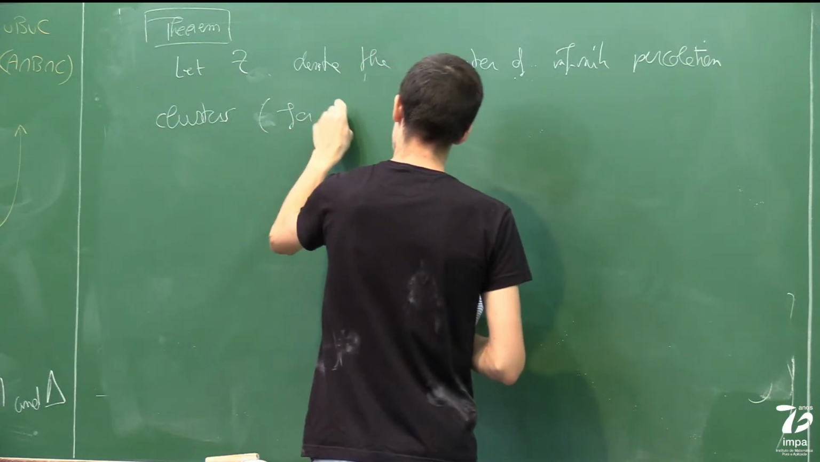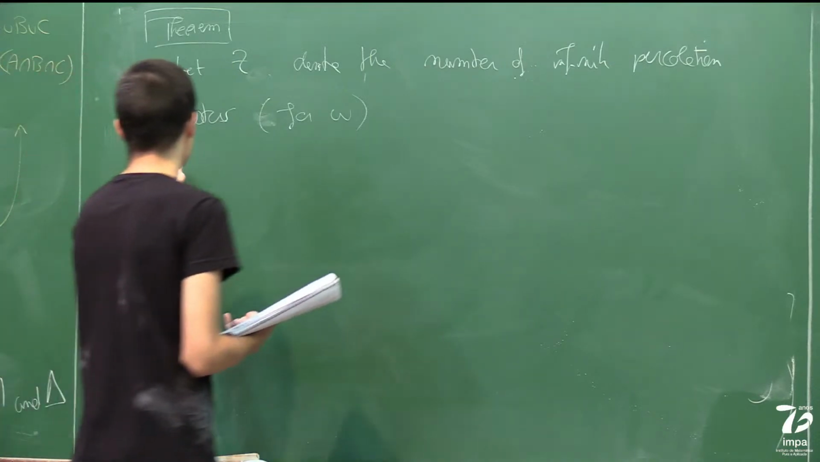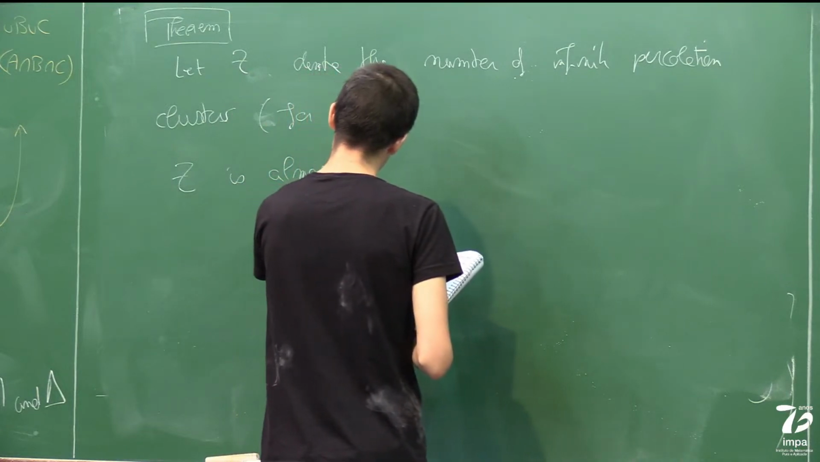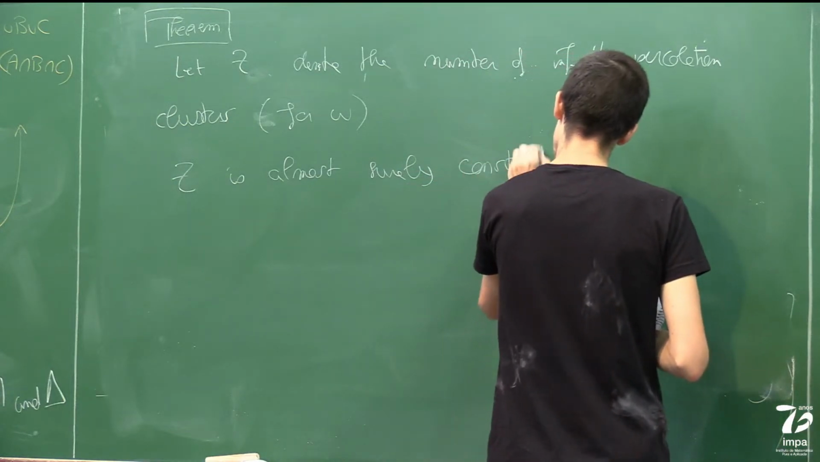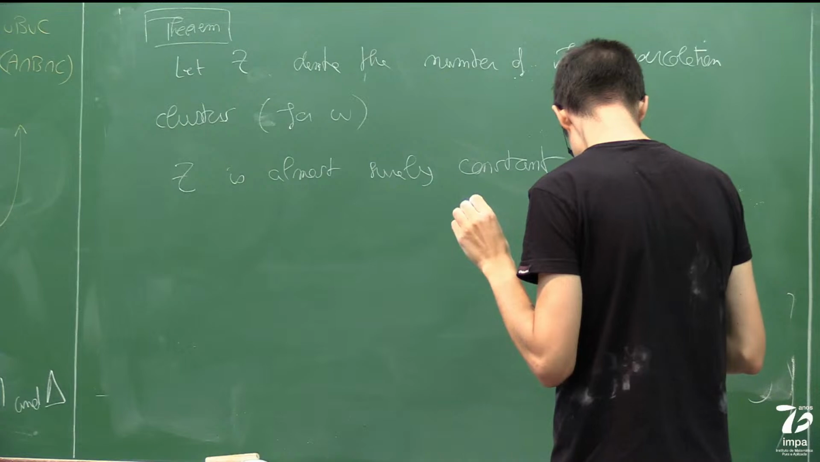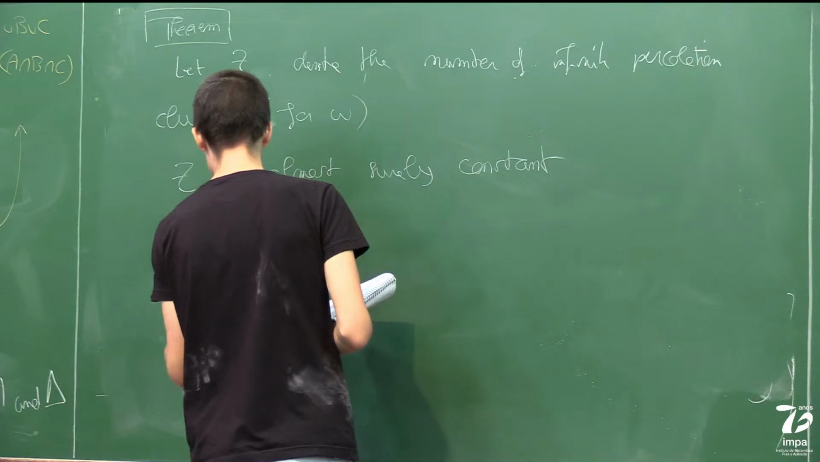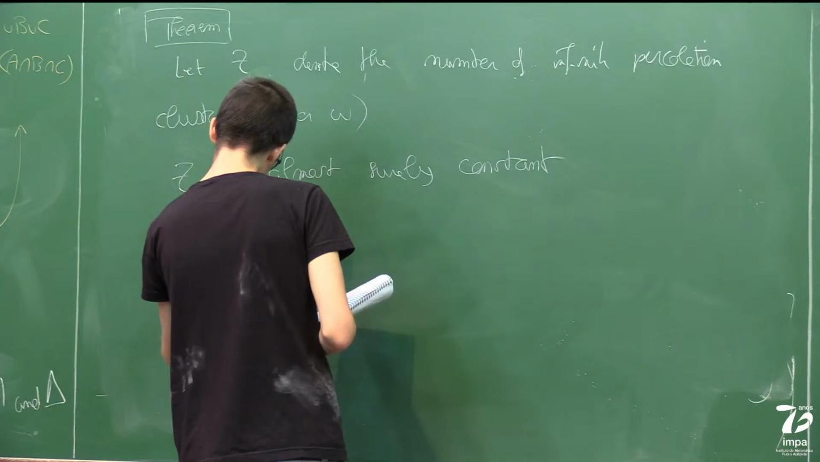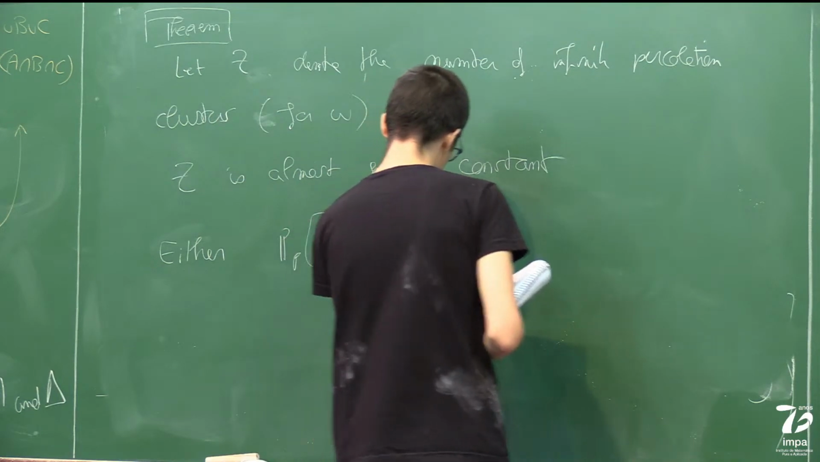For the realization omega. So the result is that Z is almost surely constant. Okay. And in fact, more than this, we have only 3 alternatives. So what we have is that either P_p of Z equals 0 is equal to 1.